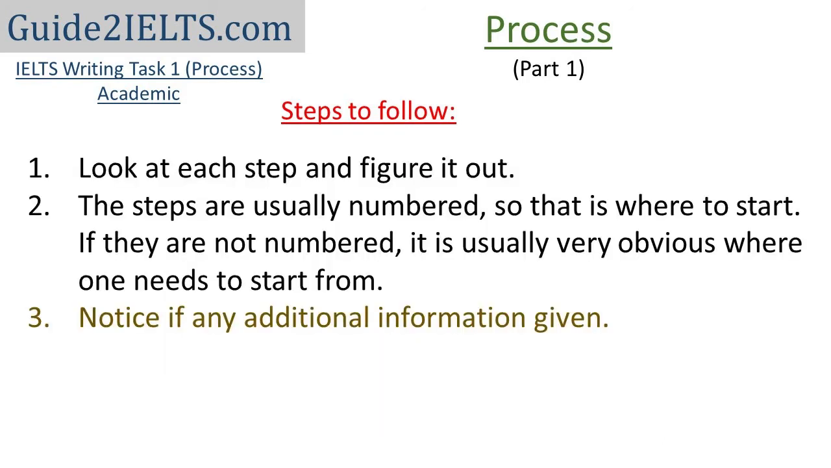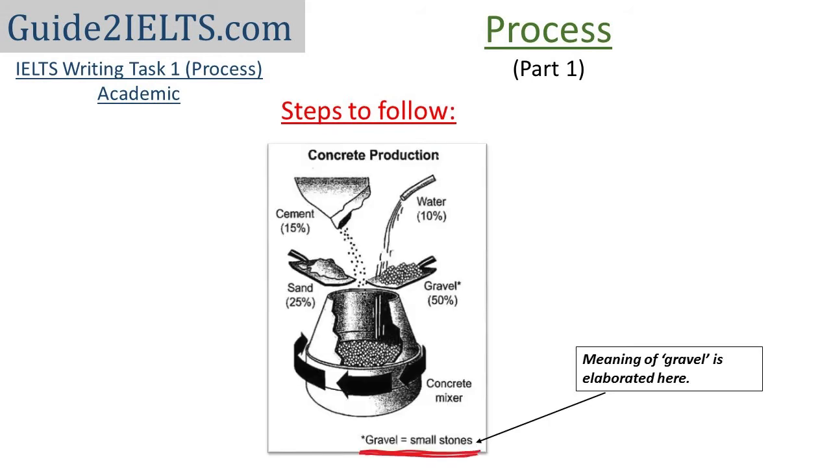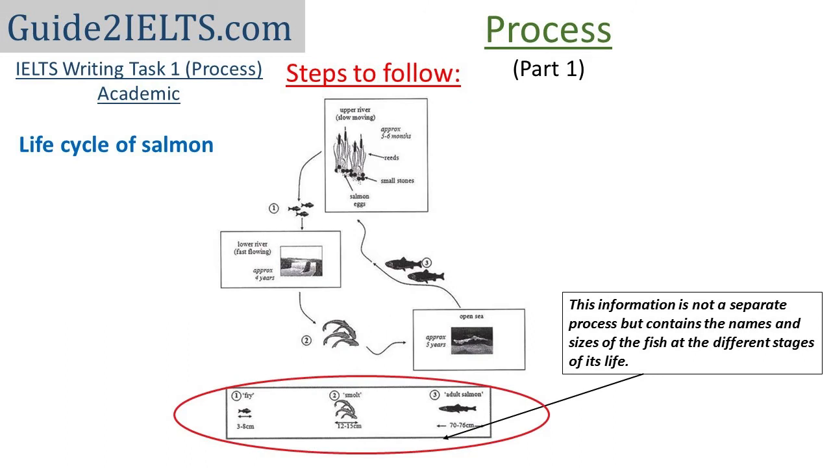Third, notice any additional information given because you need to incorporate it in your writing. In this process of concrete production, the meaning of gravel is elaborated at the bottom. You need to include this in your writing when you're writing about the part where there's gravel. Similarly, in this life cycle of salmon, the information at the bottom is not a separate process but contains the names and sizes of the fish at different stages of its life.